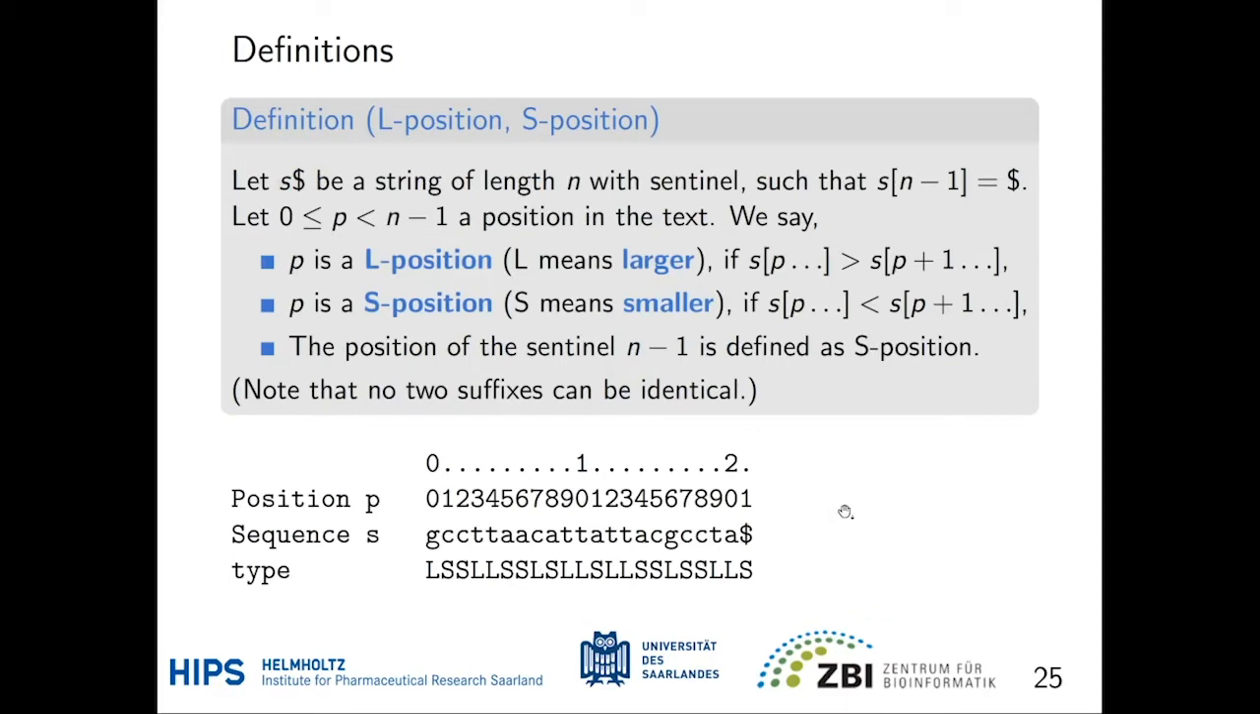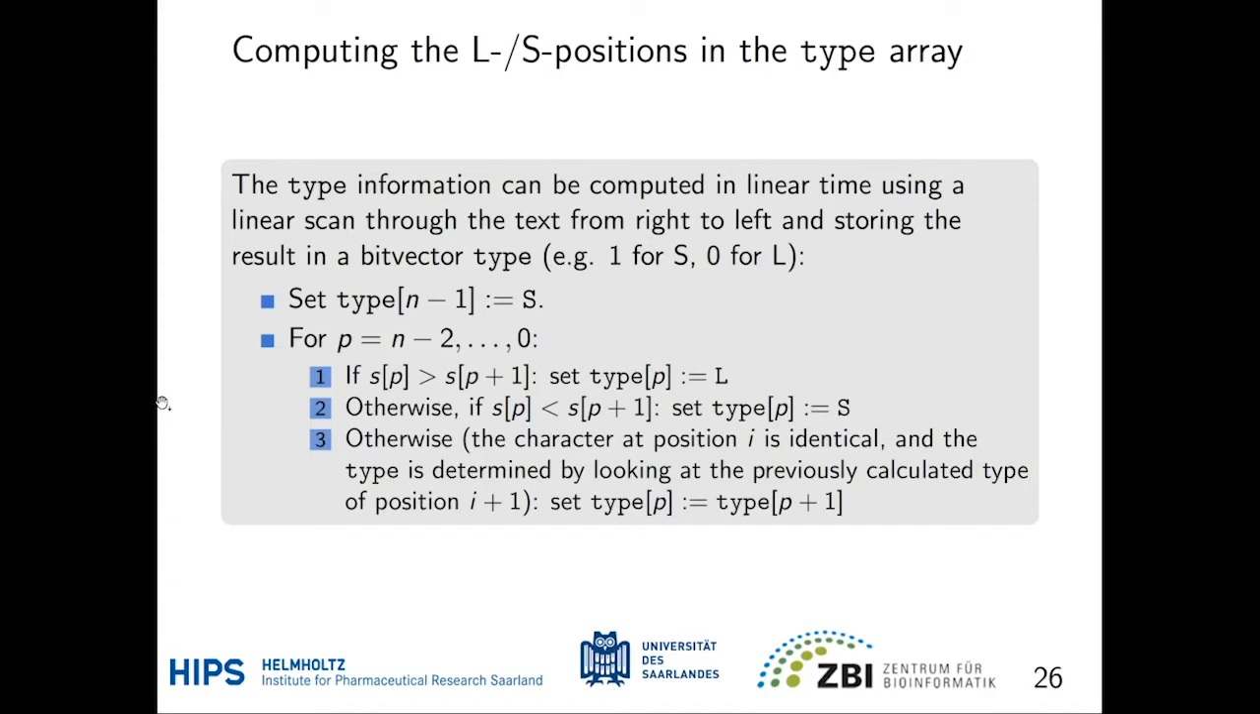Here we have just the index of the position in the text, then we have the text, and here we introduce an array type which stores information about whether the corresponding position is an L position or an S position. The array type can be computed in linear time if we scan the text from right to left. The information can be stored as a bit vector, for example, where 1 represents S and 0 represents L. We're not going to use this representation. We are going to just write S or L, but you have to keep in mind that this can be implemented as a bit vector.